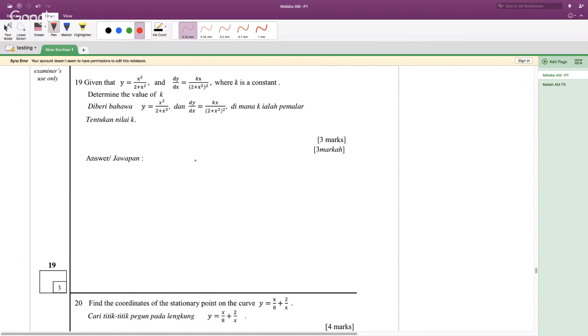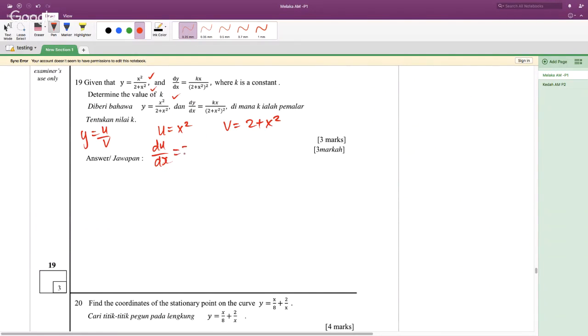Okay, so y equals to this thing and dy dx equals to that thing, and it asks you to determine the value of k. So basically, you will need to differentiate. Whenever you see top and bottom both have an x, you know this is the quotient rule. So I will let u equal x squared. I will let v equal 2 plus x squared. Because the quotient rule is for u over v. So the top is u, the bottom is v. It's not too bad to understand.